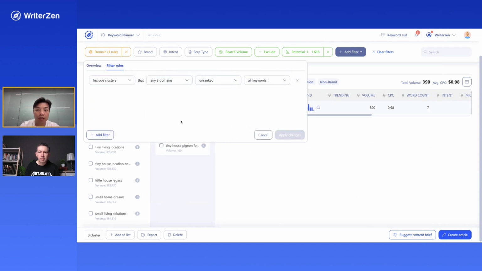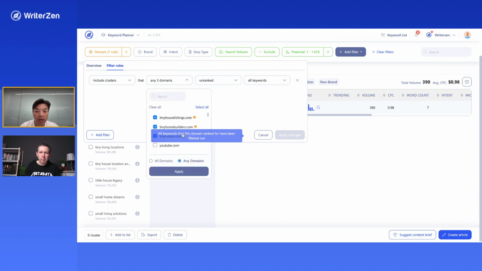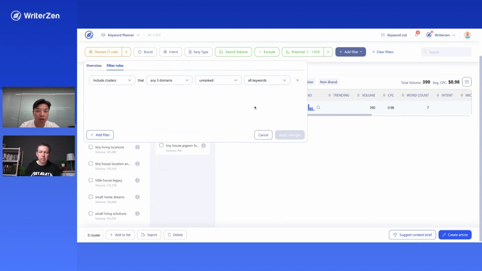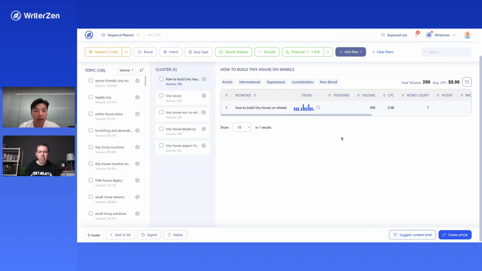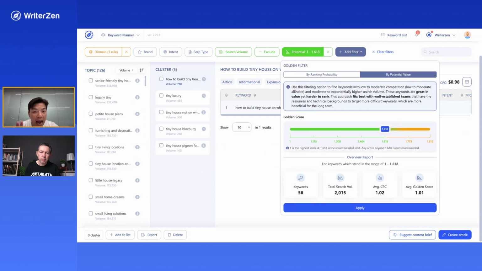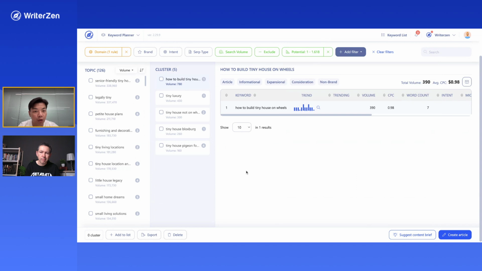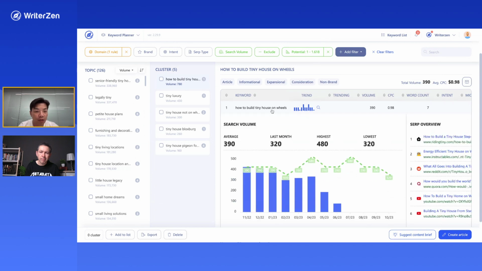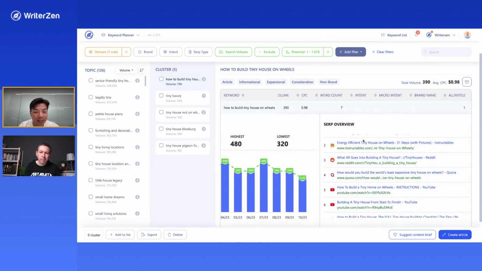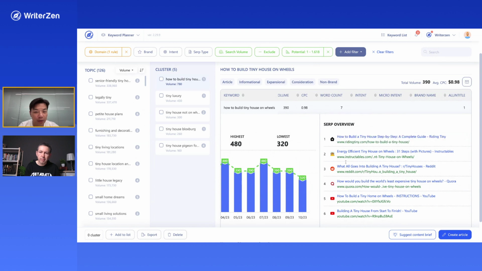And with this simple filter, basically what it says is these are all the clusters of keywords that all the top three domains are not ranking for. So they have no keyword that they rank for. And we only show you keywords that have high potential, meaning the golden score is a very good golden score. So, for example, this keyword, and suddenly you see, it's such a great keyword.